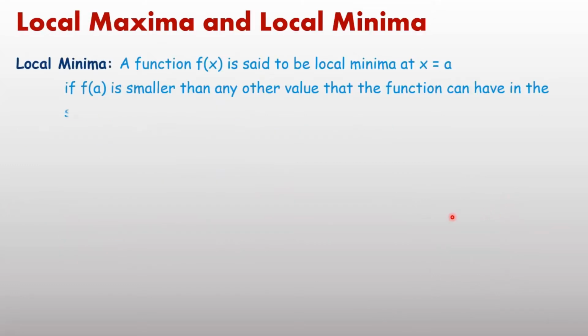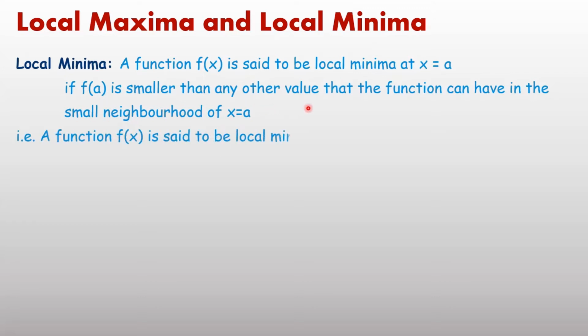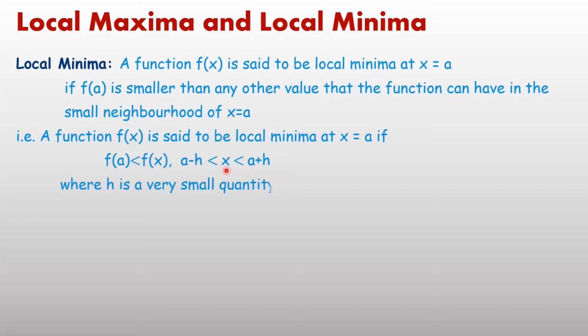Similarly, local minima. A function f(x) is said to be local minima at x equal to a if f(a) is smaller than any other value that the function can have in the small neighborhood of x equal to a. It implies f(a) is less than f(x) with the condition a minus h less than x less than a plus h, where x is not equal to a. At point a, if we are going to check, in place of x you have to write a.